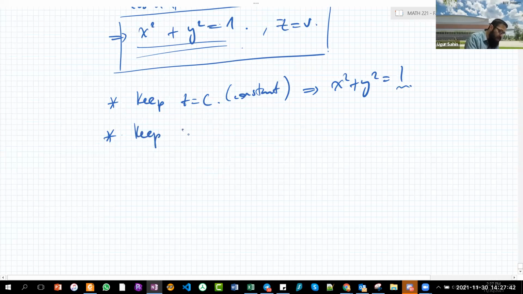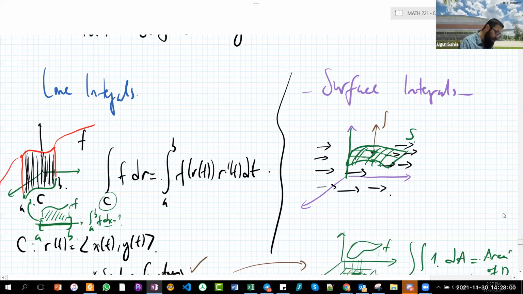Then I would keep x and y constant. If x and y are constant, z changes by the v value. That means that is a line equation. That's the line equation. So let me show it to you, the picture.